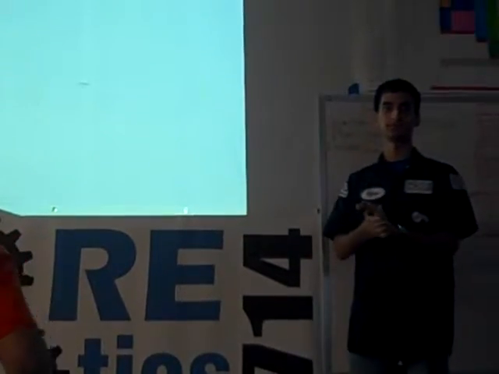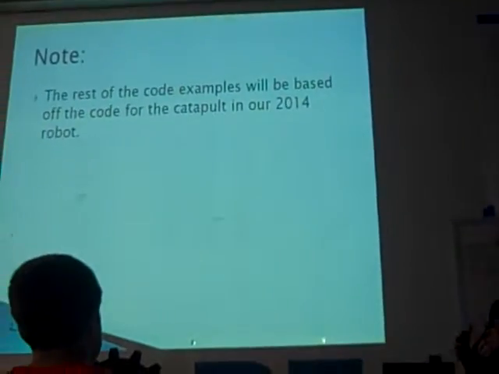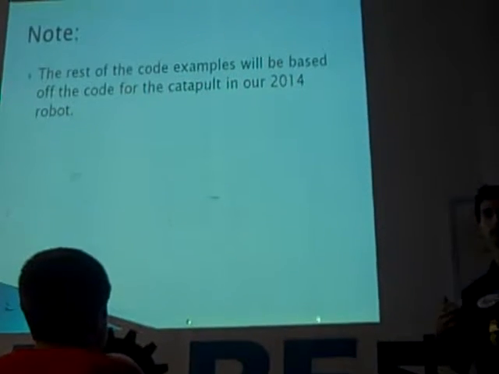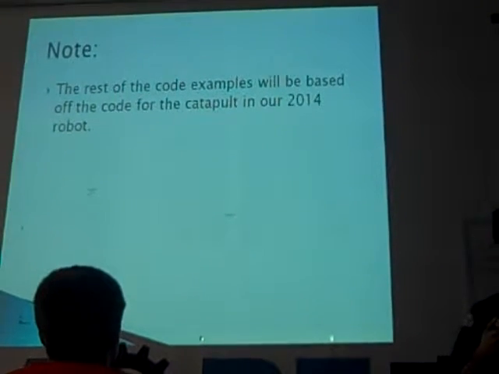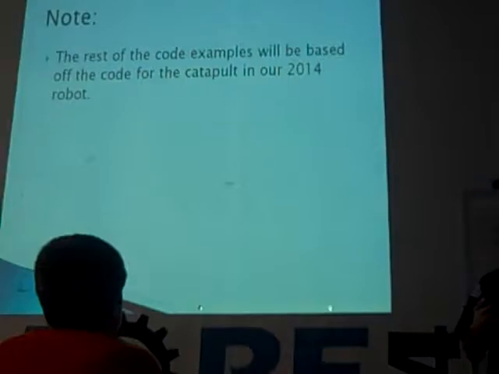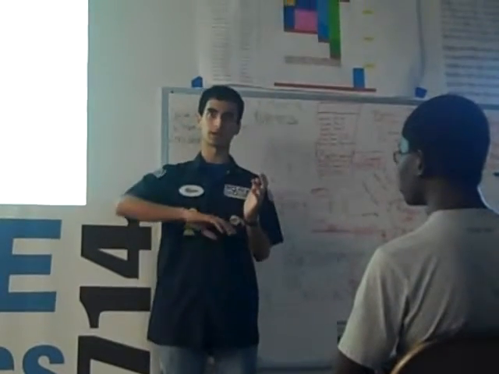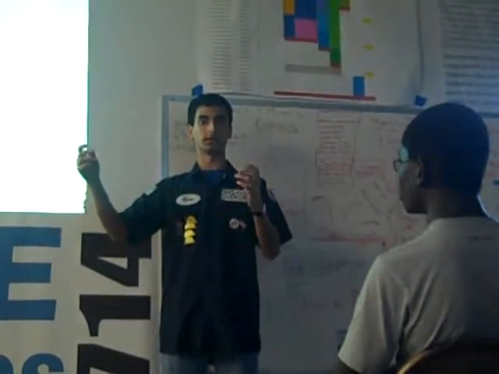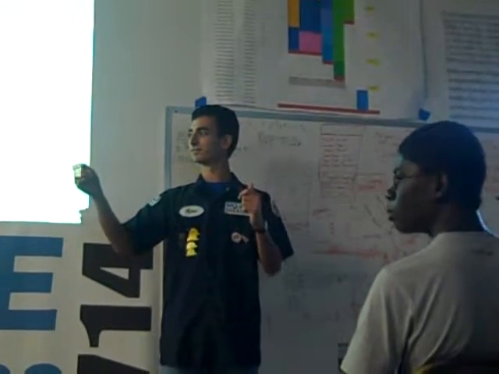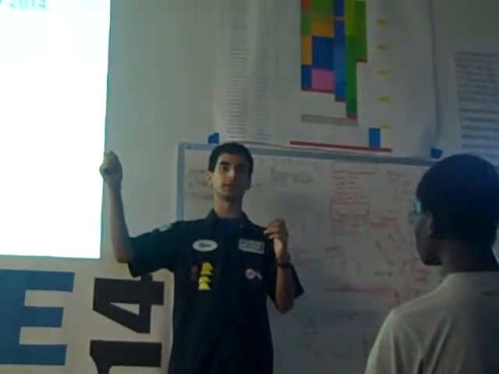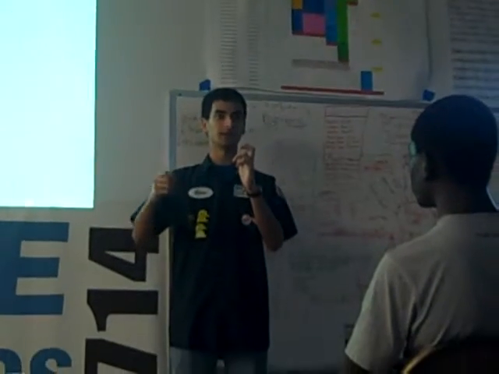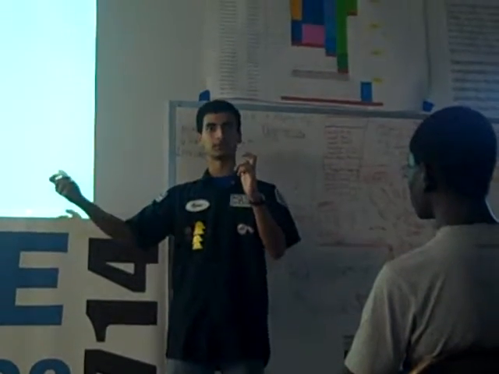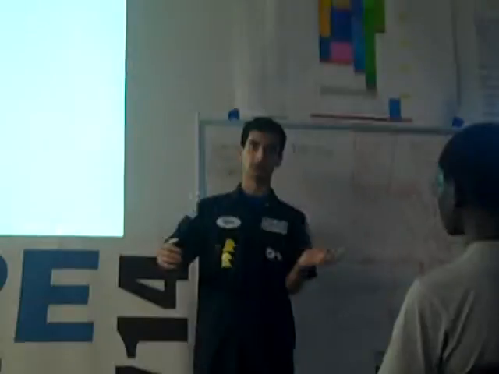Alright, so I want to take note that the rest of the code examples will be based off the Catapult on our 2014 robot. If you don't know how that worked, there's a hook that held the Catapult down, and then to shoot, the hook was released and the Catapult would fly up. After that, a belt on a winch would pull the Catapult down until it hooked again, and then the winch would unwind the belt so that there's enough slack for the Catapult to go and shoot.